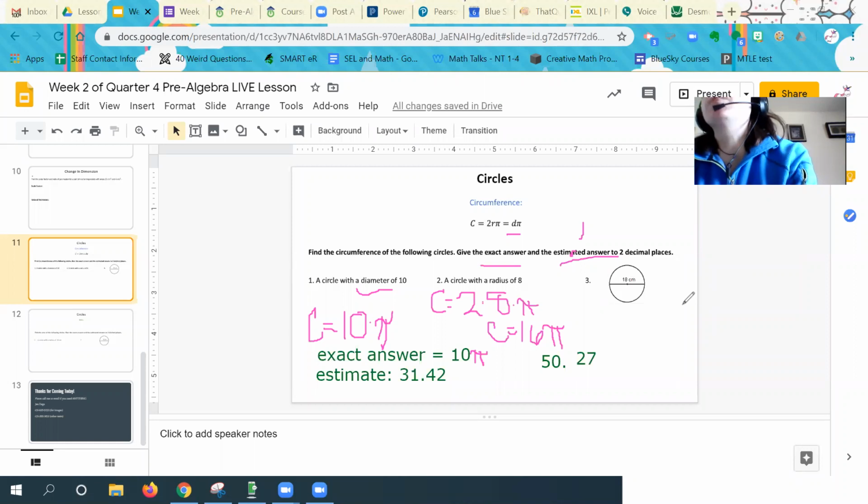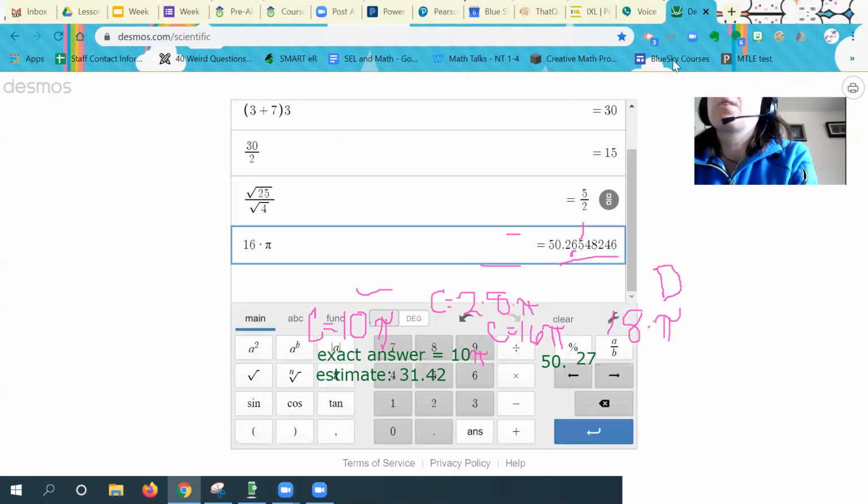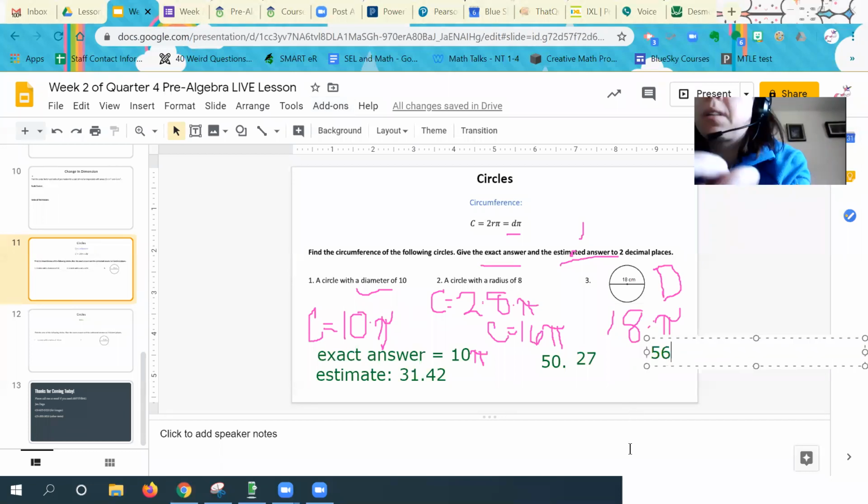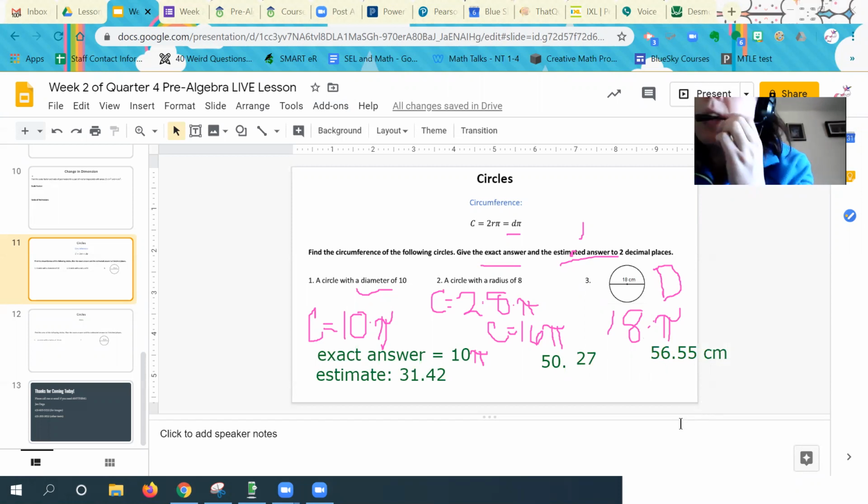Now this next one, I would have to figure out what I have, and it's all the way across the circle. So I definitely have a diameter, which is 18. So I would go diameter times pi, and that is my exact answer. To get the rounded answer, I would go to Desmos. So we would say 56.55. And it looks like that one says centimeters, so I'll leave the centimeters on there.